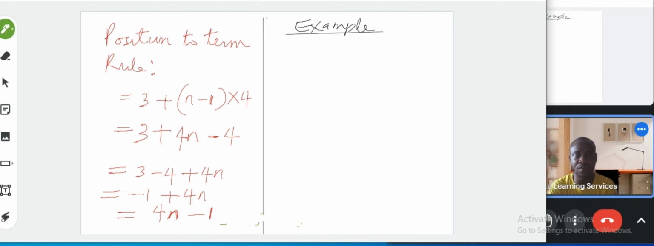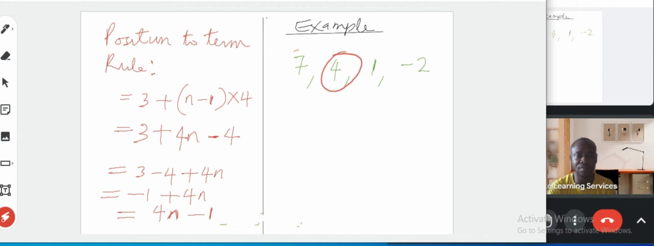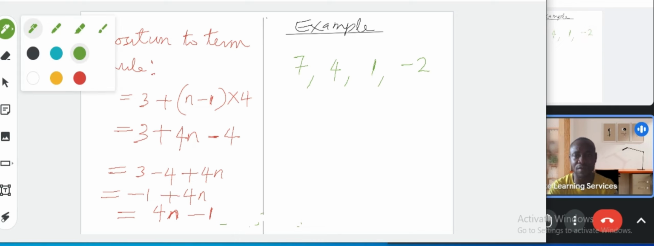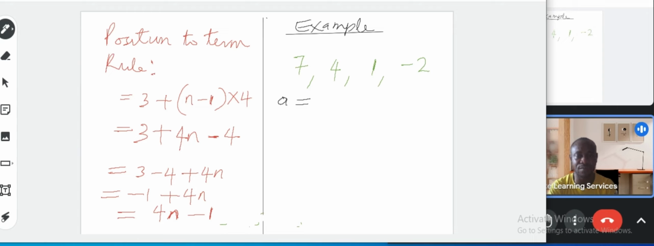You will look at this one. What's the term to term rule here? Minus 3. Okay, so the term to term rule is minus 3, what we call the common difference. So first of all, what's A, the first term? 7. What's the common difference, which is the term to term rule? Minus 3, is it not?